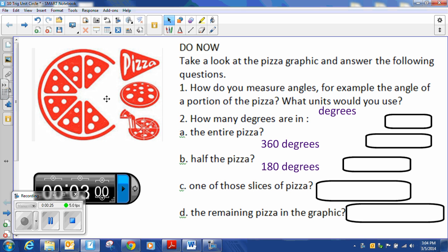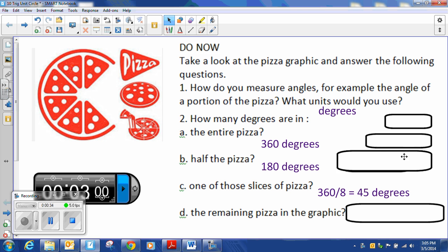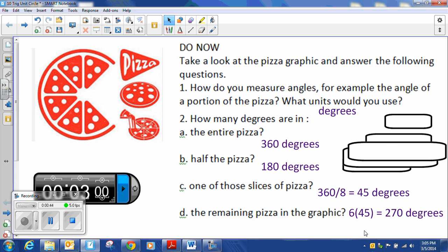One of these slices of pizza, since there's 8 slices of pizza in a complete circle, the way this has been sliced up, it's 360 divided by 8, which is 45 degrees. The remaining pizza in the graphic, well, there's 1, 2, 3, 4, 5, 6 slices with a couple missing here. So it's going to be 6 times 45, which is 270 degrees.